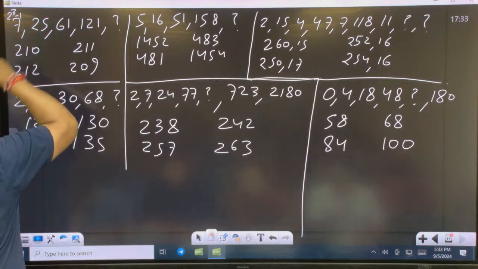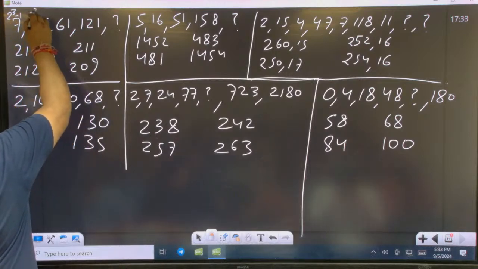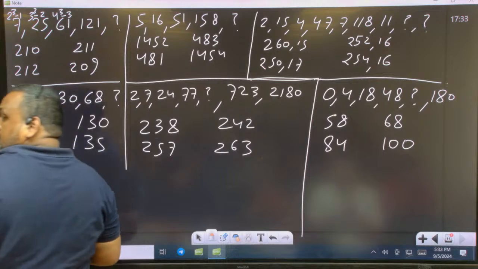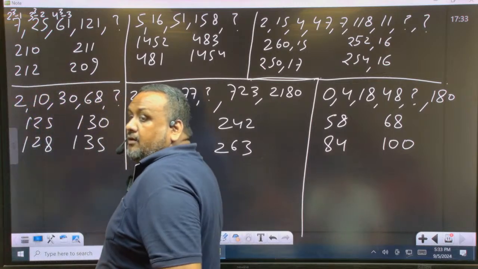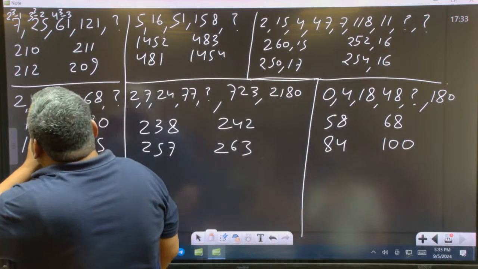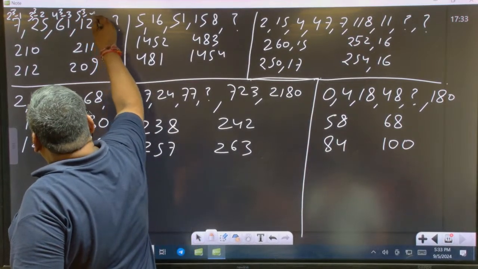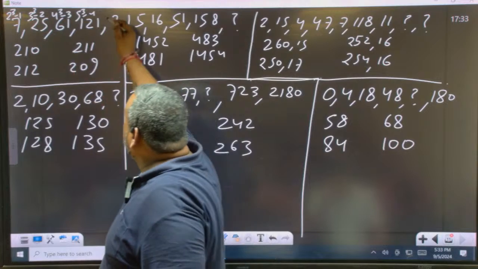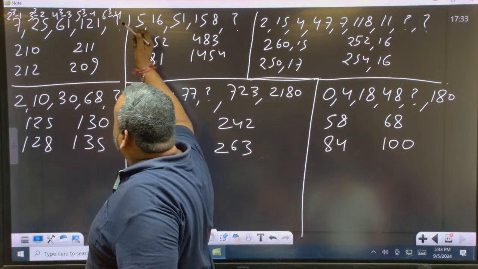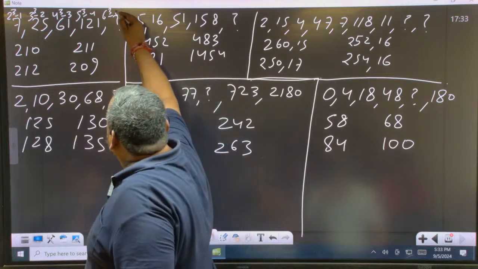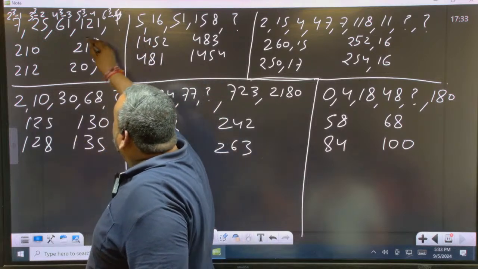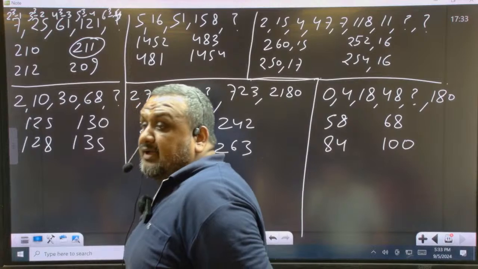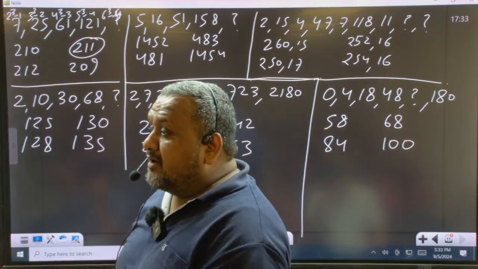2 cube minus 1, 3 cube minus 2, 4 cube minus 3, 64 minus 3, 61. So the next number should be 5 cube minus 4, 2, 3, 4, 5, 6 cube minus 5. Answer 211. Second question. Again, look at the number 68, again near to 68.